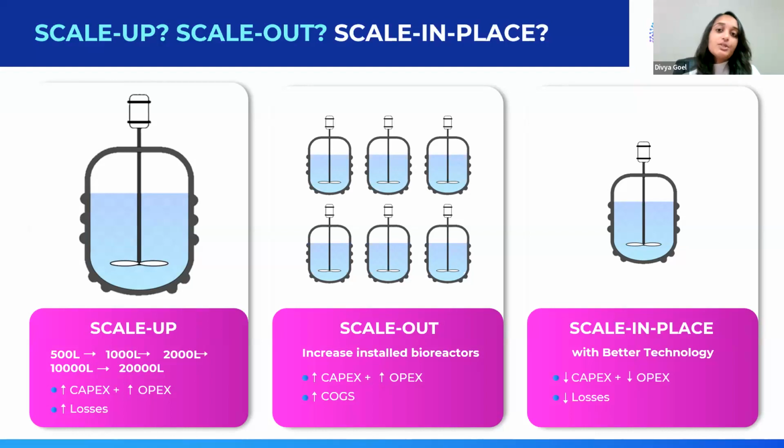So the ideal answer here is, of course, to scale in place. If we can address the manufacturability and productivity challenges in the manufacturing platform itself, it allows us to stay at a much smaller volume, and therefore each individual batch, if lost, is less of a risk and less of a cost burden. So that would be the ideal scenario.